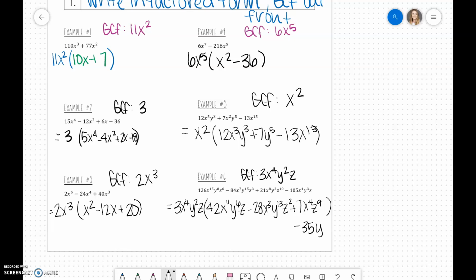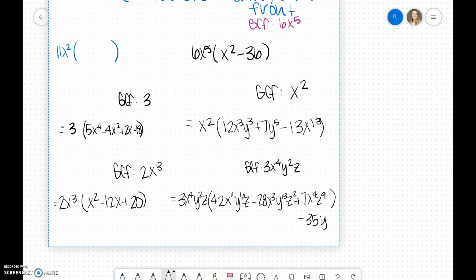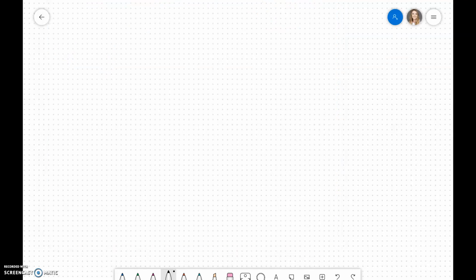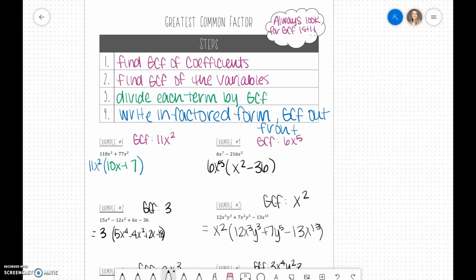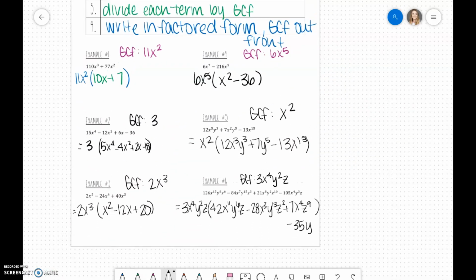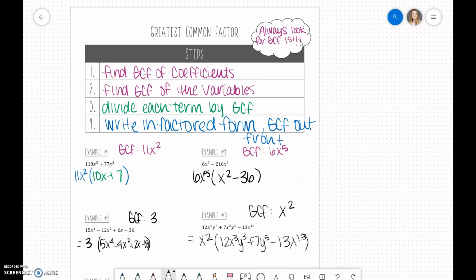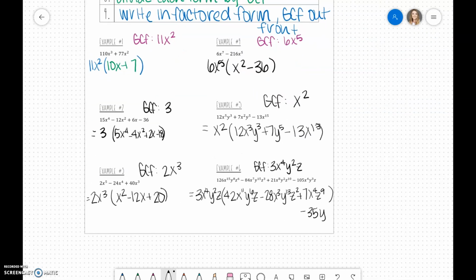Okay, so greatest common factor, again, just basically looking at all of our terms that we have in an expression, trying to pull out what they have in common. And so again, this is one of the most important ways of factoring. You want to look for that first, because then after we've pulled out the greatest common factor, we can see what's remaining to see if we could factor that further.